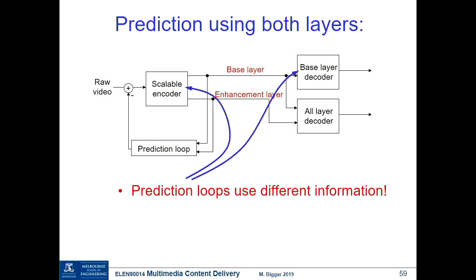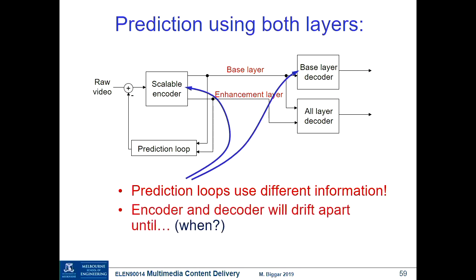The prediction loops in the encoder and the decoder will be different now. Okay, the encoder is using the base and the enhancement layer for its prediction, and sending off prediction errors based on that prediction. But the base layer decoder isn't receiving all of that error information. It can't create the same prediction as this guy. So the encoder and decoder will drift apart.